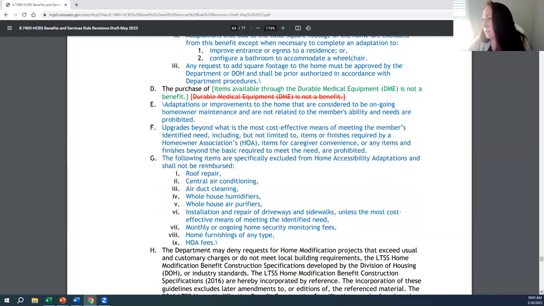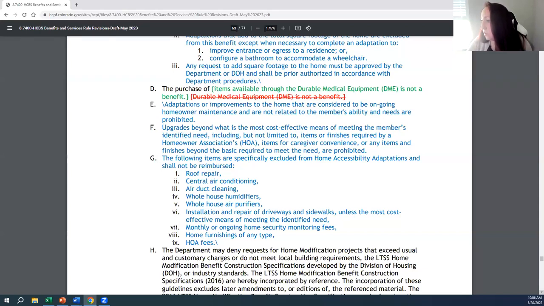D, the purchase of items available through the durable medical equipment, DME, is not a benefit. E, adaptations or improvements to the home that are considered to be ongoing homeowner maintenance and are not related to the member's ability and needs are prohibited. F, upgrades beyond what is most cost-effective means of meeting the member's identified need, including but not limited to items or finishes required by a homeowners association, HOA, items for caregiver convenience, or any items and finishes beyond the basic required to meet the need are prohibited.